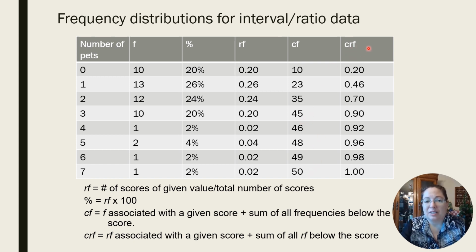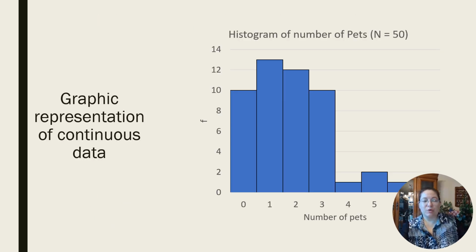The cumulative relative frequency, the last column, gives us our cumulative frequency as a proportion. So now we know here, looking at this 0.7, that 70% of our sample has 2 pets or less. So the vast majority of our sample has less than 2 pets, and a very small minority has more than that. All right.